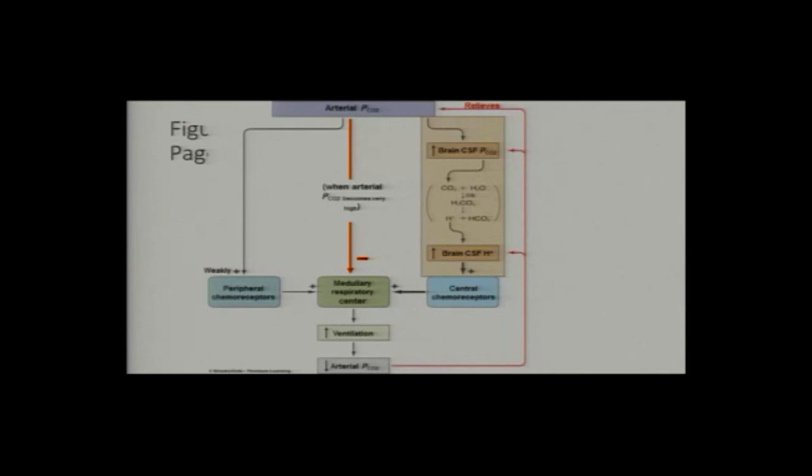Okay? So the central chemoreceptors are indirectly measuring blood PCO2 by directly measuring the pH of CSF. Okay? So I'm going to say it again, but again, you're going to ignore it if you want to ignore it. But the central chemoreceptors indirectly measure blood PCO2 by directly measuring any slight changes in pH of CSF.